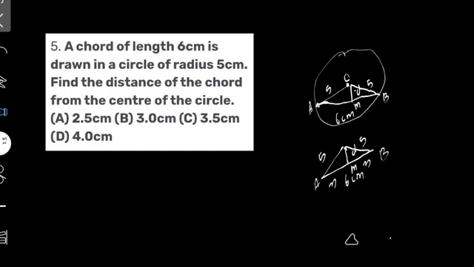So let me redraw it here for better understanding. We have the length of the chord, we have the radius as 5 centimeters, and here we have the height, that is D.